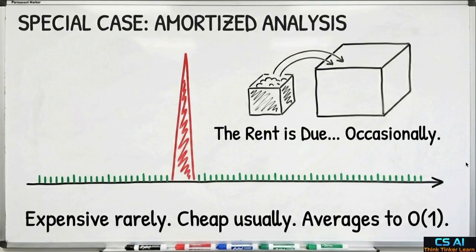The analogy is perfect. The rent is due occasionally, because this expensive operation happens so rarely when you average its cost over all the cheap operations. The average cost per operation comes out to be O(1). It is expensive rarely, cheap usually, and averages to O(1).